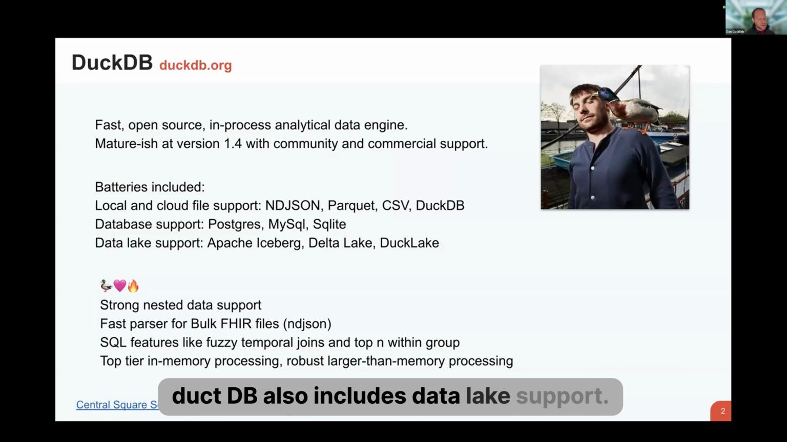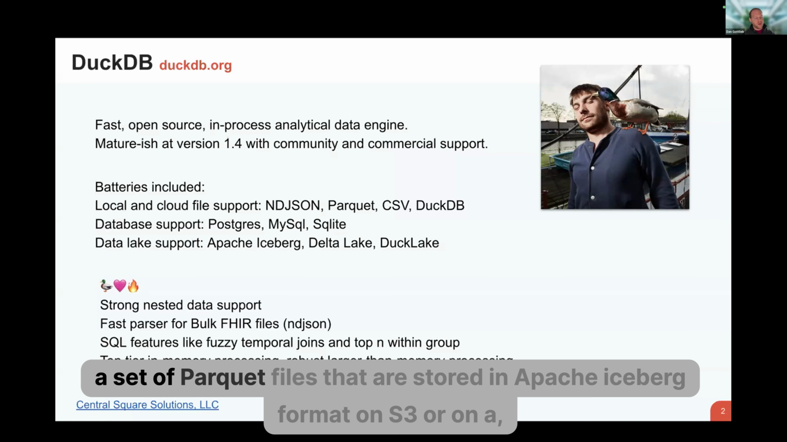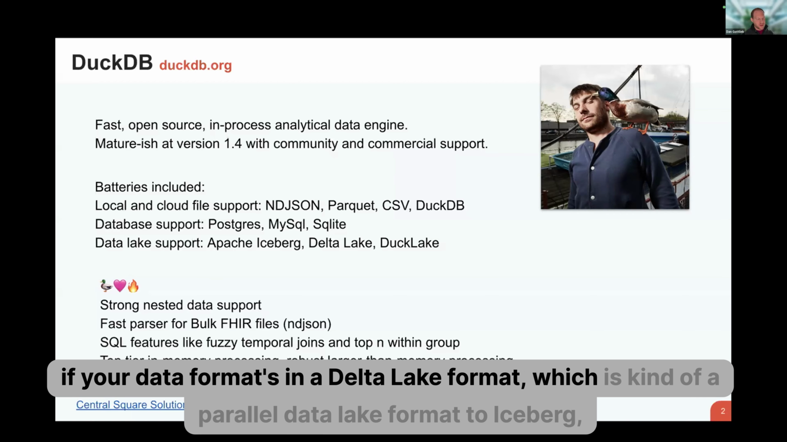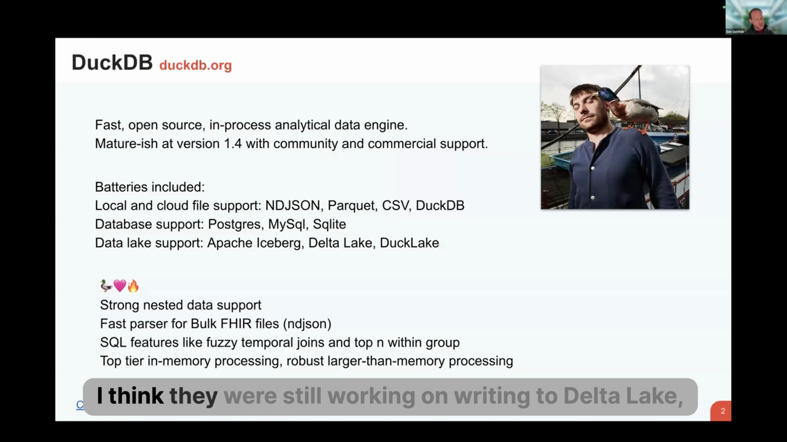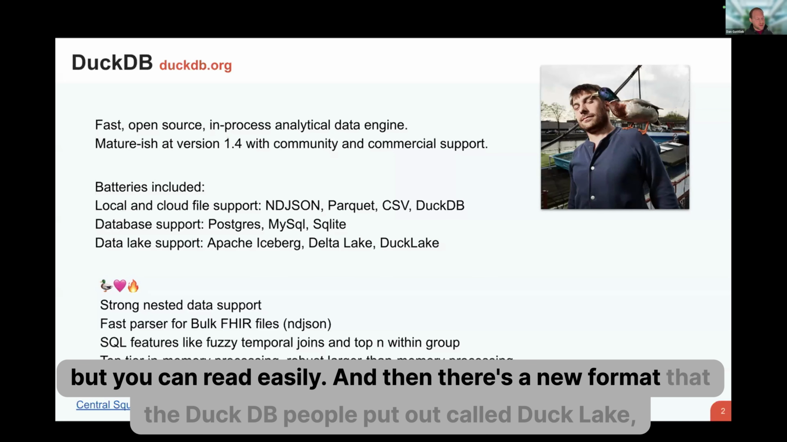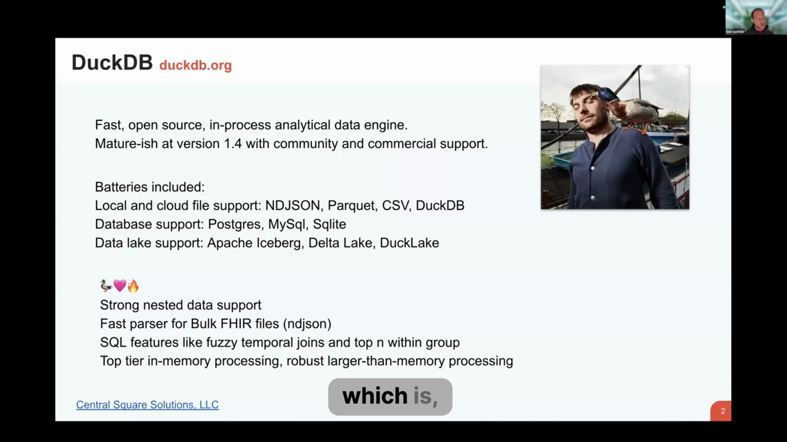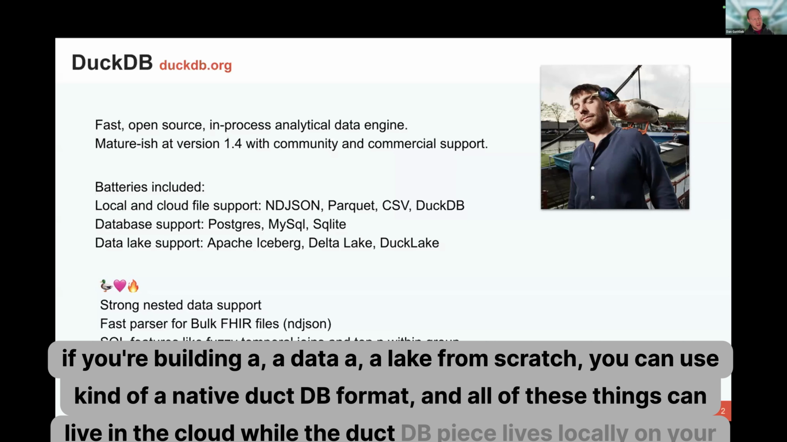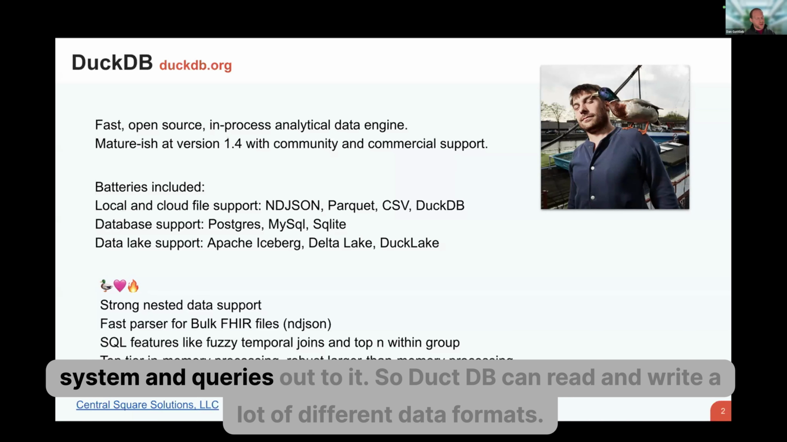DuckDB also includes data lake support, so you can query directly against a set of Parquet files stored in Apache Iceberg format on S3 or some other cloud data store. If your data is in Delta Lake format, which is a parallel data lake format to Iceberg, you can query directly there. I think they were still working on writing to Delta Lake, but you can read easily. And there's a new format the DuckDB people put out called Duck Lake, which you can use if you're building a lake from scratch, a native DuckDB format. All of these things can live in the cloud while the DuckDB piece lives locally on your system and queries out to it. So DuckDB can read and write a lot of different data formats.